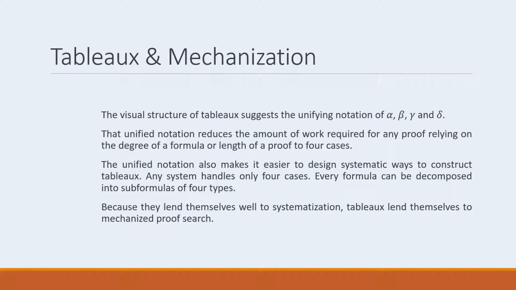We're only sorting them into alphas, betas, gammas, and deltas, and not ands, ors, nots, negations of ands, negations of implications, for all statements, not there exist statements. We only have 4 types to worry about. And because they lend themselves this well to systemization, Tableaux lend themselves really well to mechanized proof search. Much easier to have a lookup table to say, okay, what kind of formula is this? That funnels everything into just 4 categories.